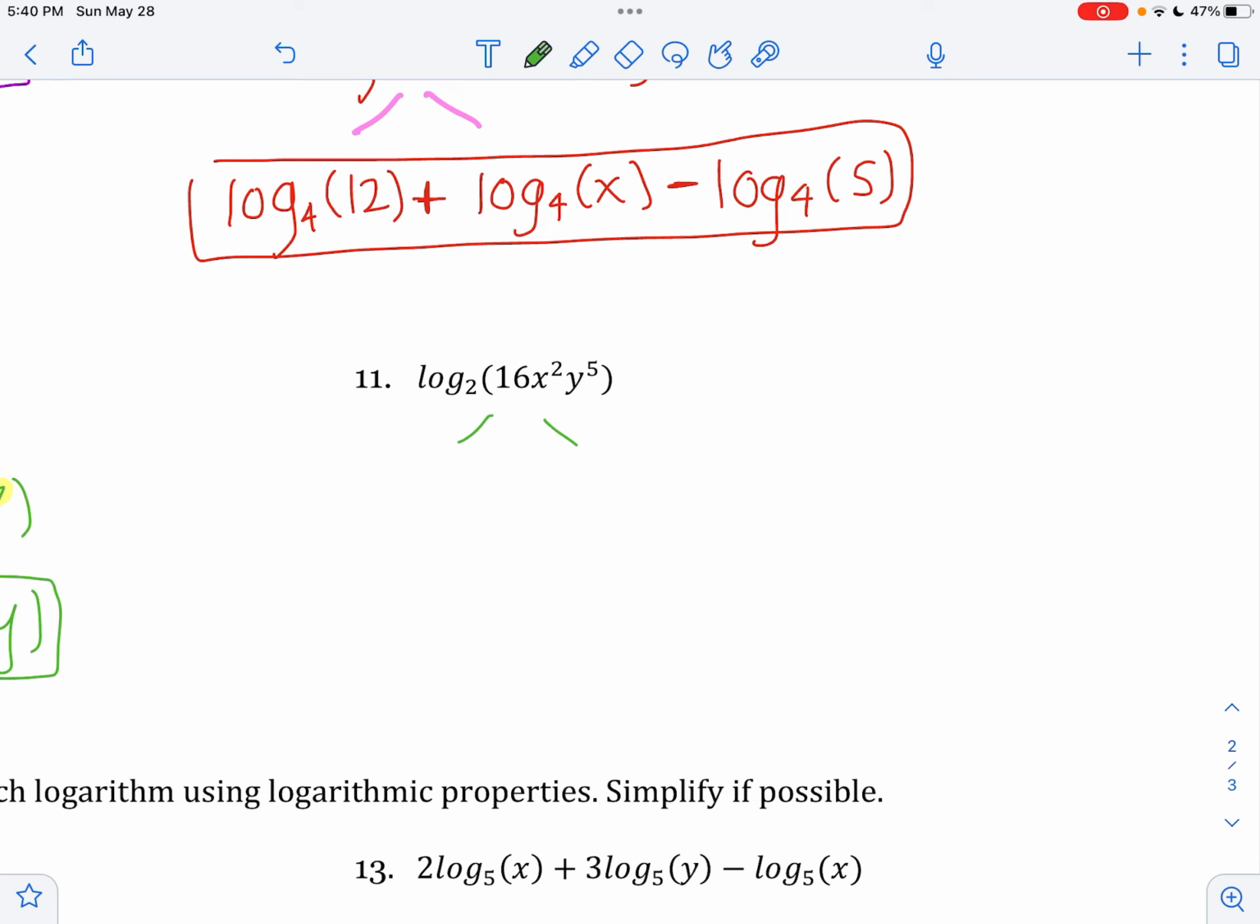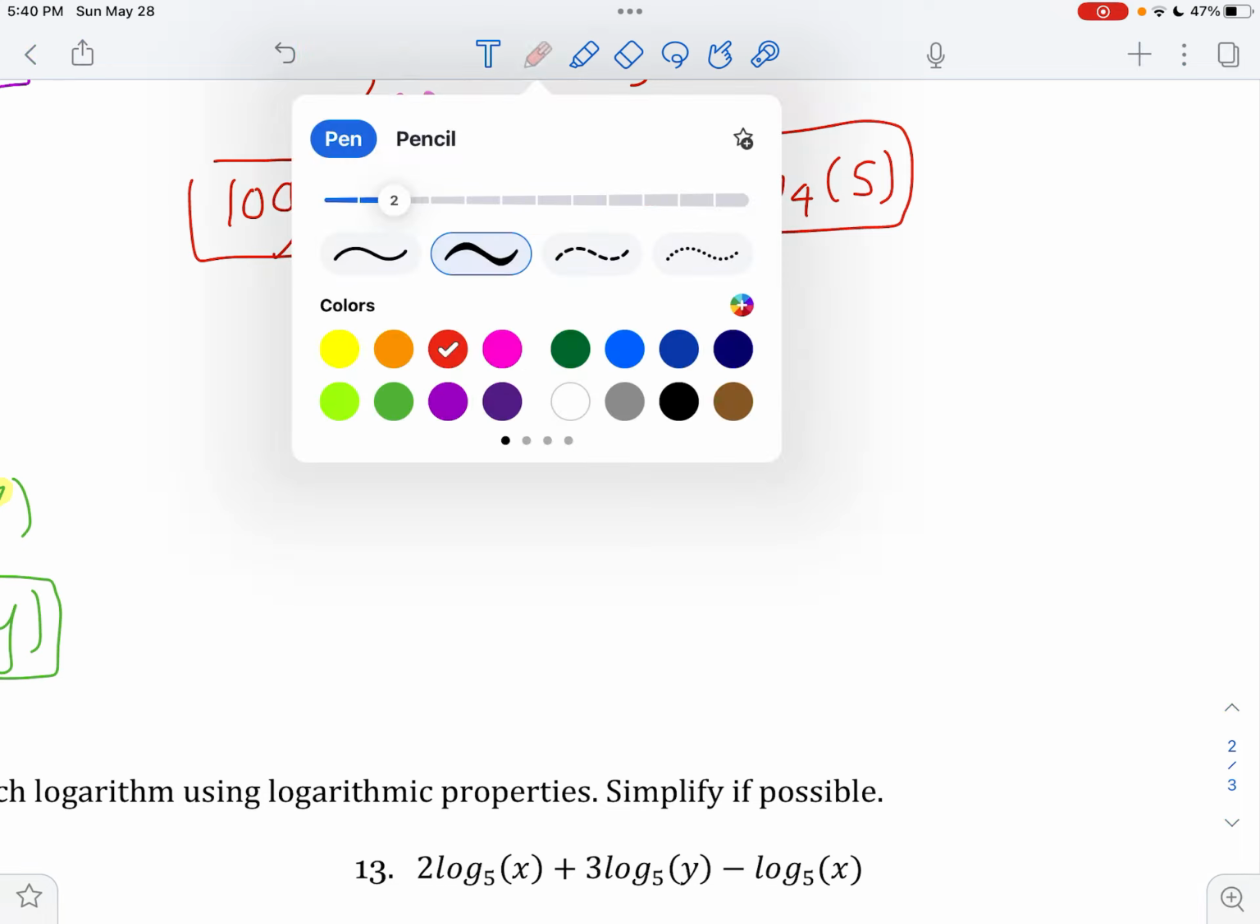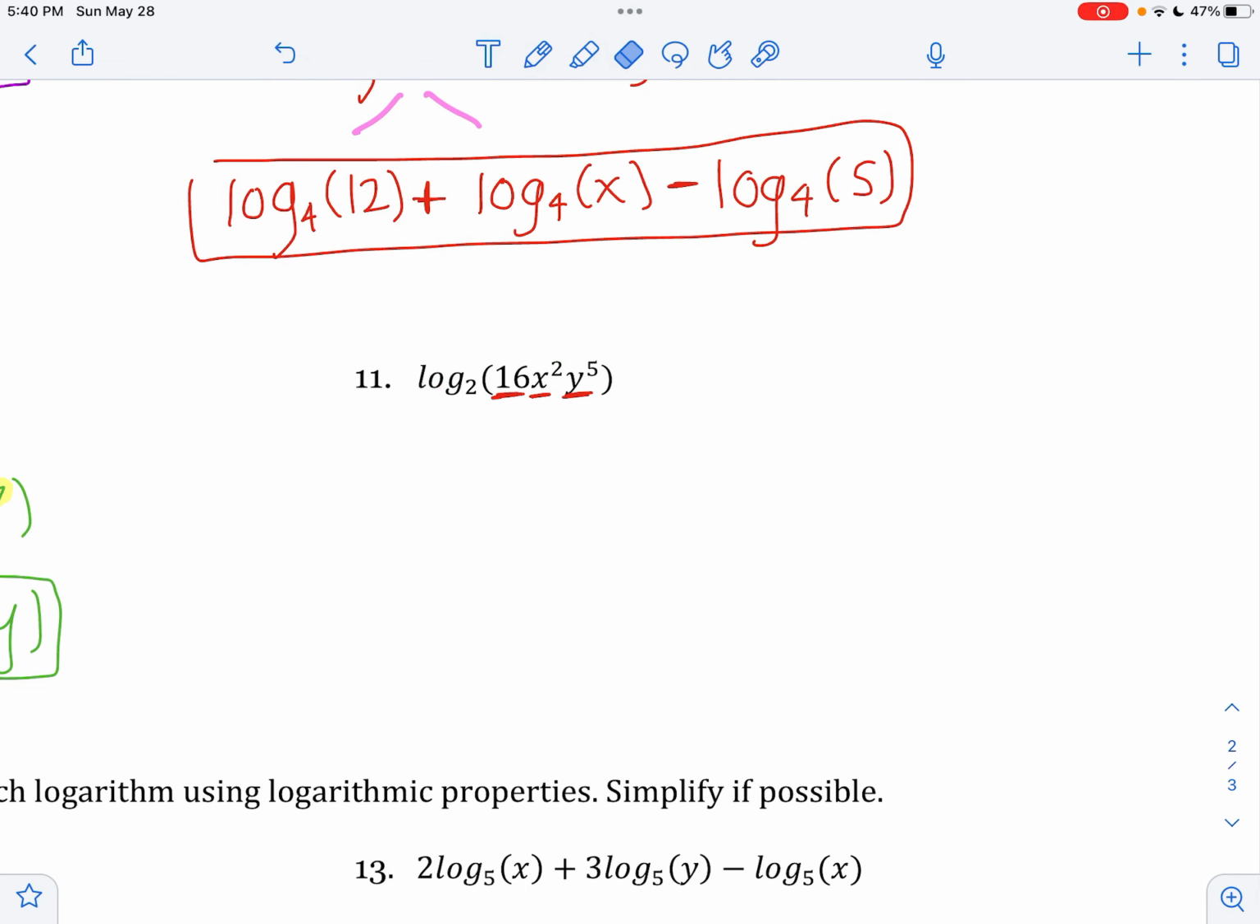So now I see this is being multiplied. Now, here's the catch on this one: realizing how many terms are being multiplied. I have a 16, I have an x squared, and I have a y to the 5th. Those are 3 different pieces. So actually, let me erase this, and I'm going to split it up into 3. 16, x squared, y to the 5th. It should be 3 different pieces. Log base 2, remember multiplication always means addition, of 16, plus log base 2 of x squared, plus log base 2 of y to the 5th.